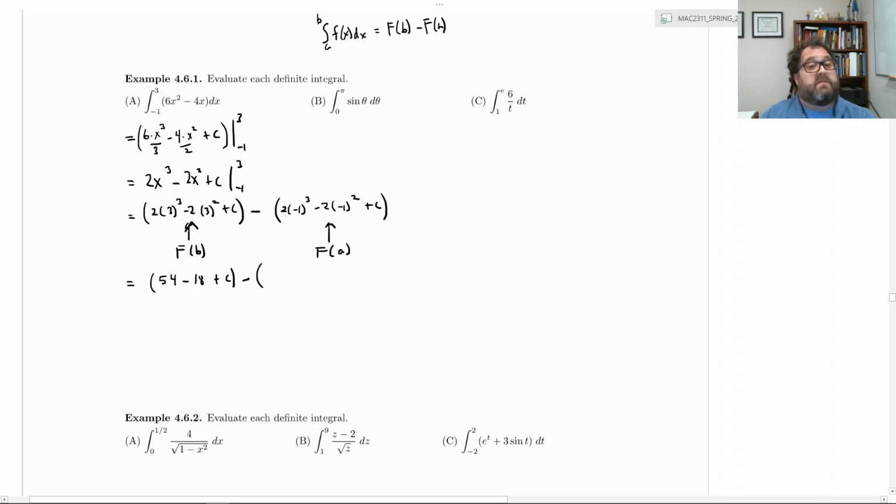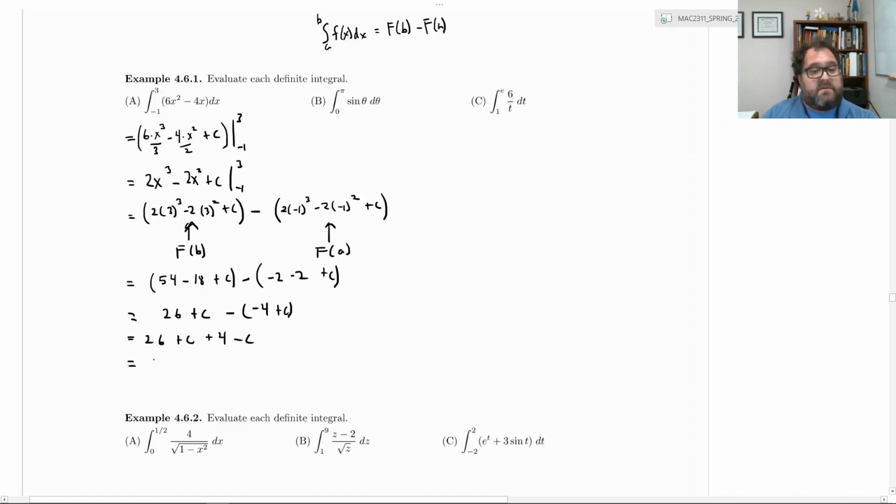So minus, we have 2 times negative 1 cubed, that's negative 2. Negative 2 times negative 1 squared, that's negative 2 times positive 1, so that's minus 2 plus c. Okay, let's see. What's 54 minus 18? Well, that would be 54 minus 20, but then add back 2. So 36? No, 26 plus c. And then we have minus negative 2 minus 2 is negative 4 plus c. And so we get 26 plus c, and if we distribute, we get plus 4 minus c.